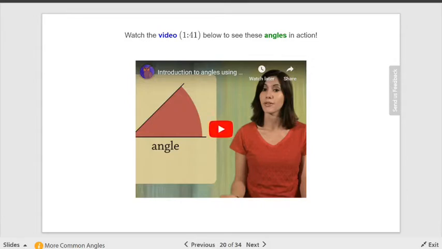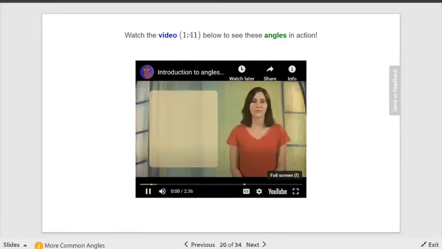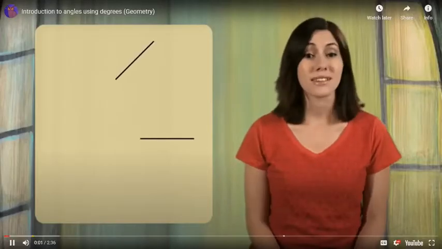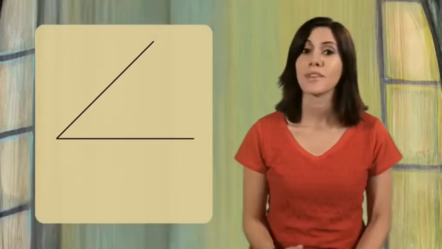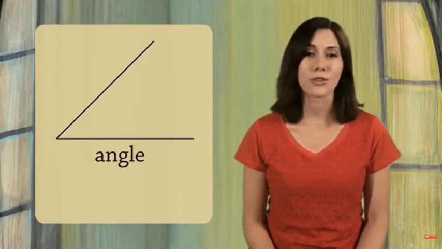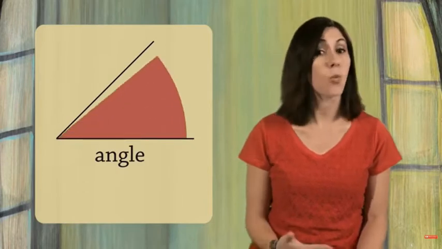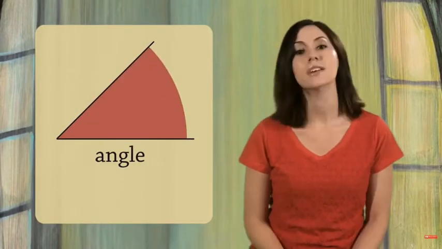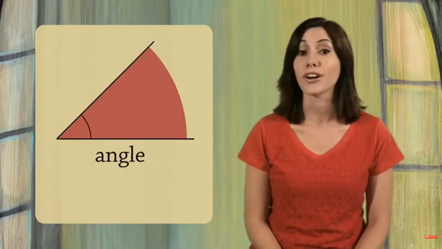Okay? So we're going to watch a short video where we're going to be looking at some angles and some information about angles. So, here we go. When two lines meet at a point, they form a corner. The mathematical word for corner is an angle. An angle measures how much you have to rotate one line to reach the other. We mark this angle with a little arc.